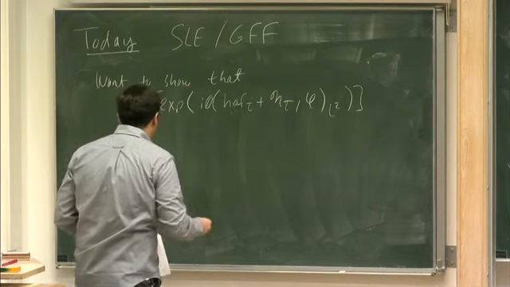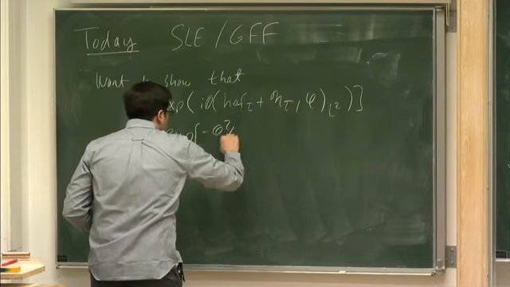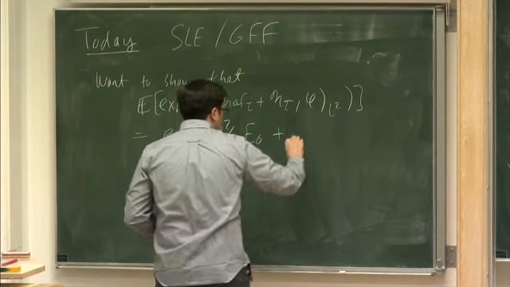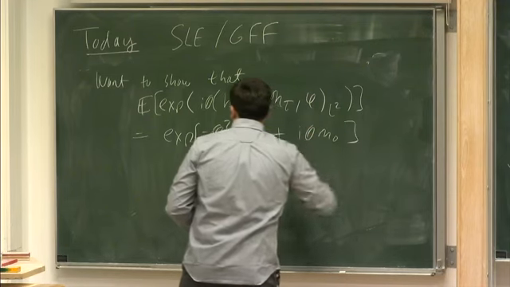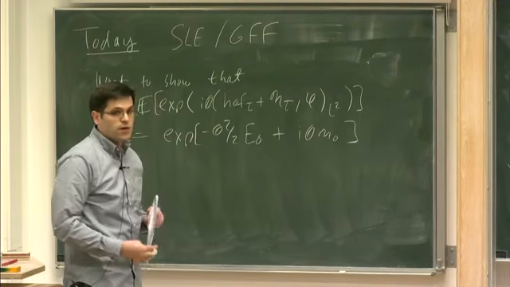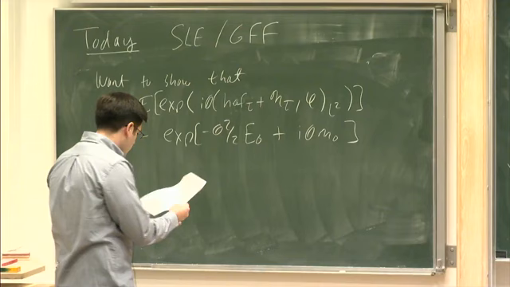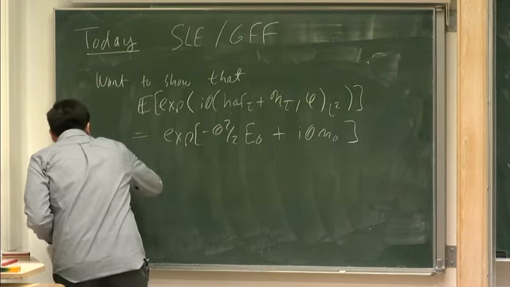It's the characteristic function of a Gaussian random variable with variance E0 and mean given by M0. Okay, so this is what we have to do. We just have to do this calculation of this characteristic function. So that's our goal.